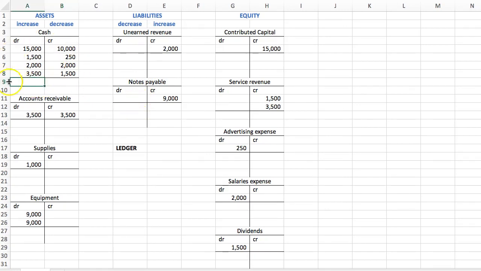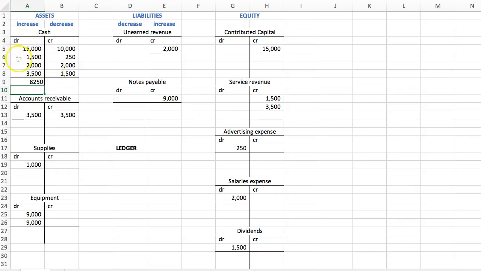The next step now is to find your ending balances. So for cash, to find the ending balances, I'm going to add up the debit side. And that is going to be 22,000. And then I'm going to minus the credit side, which is 13,750. And this will give me 8,250, and that is my ending balance.